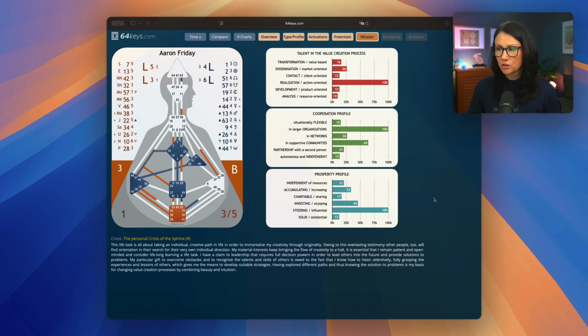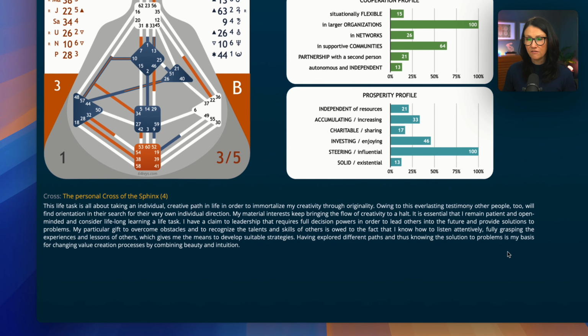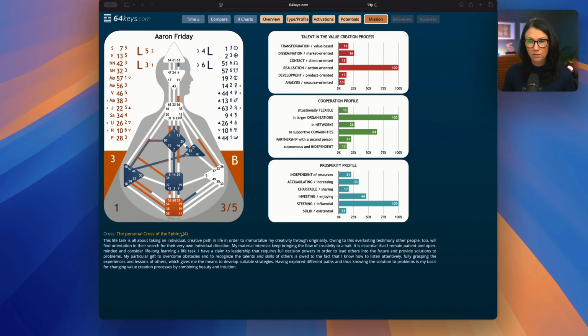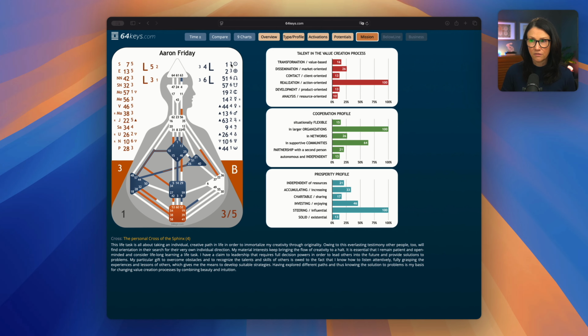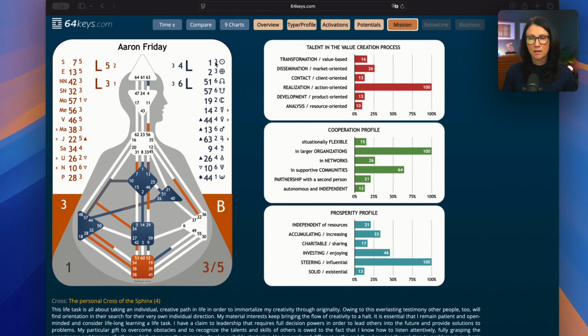What you also find on this mission page is a very individualized text about the Incarnation Cross of the chart. And here I'm not talking about just a general text on the cross. This is really a text about the 3-5 profile of the Sphinx with the sun in the fourth quadrant, the sun in the first hexagram. Let me explain a bit about this.